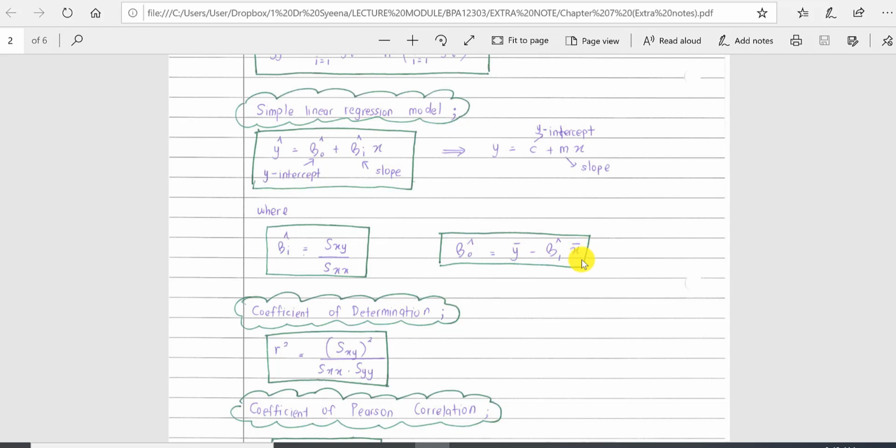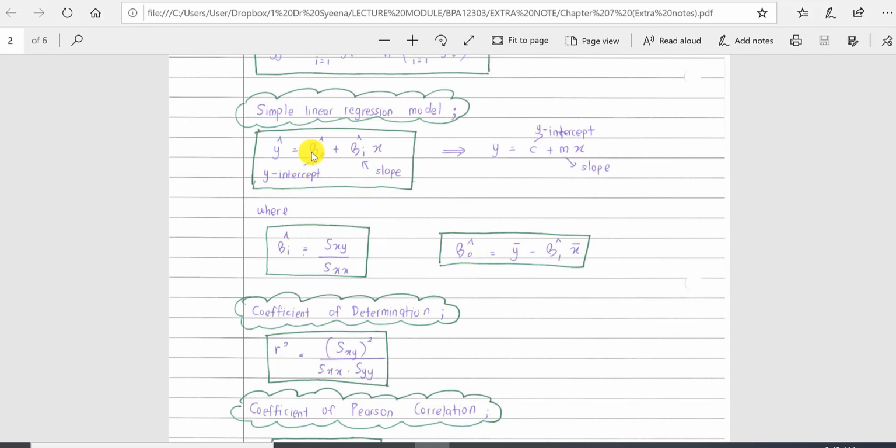In this topic, you must know how to use the formula, because you are going to use the formula to solve your problem. Now I repeat: in this simple linear regression model, we want to get this equation. And to get this equation, we must calculate beta one, the slope, and also beta naught.